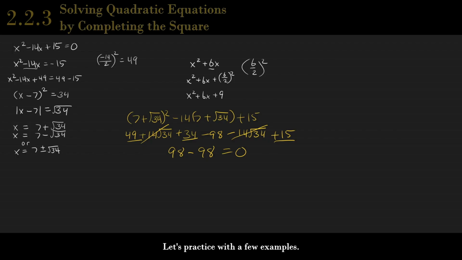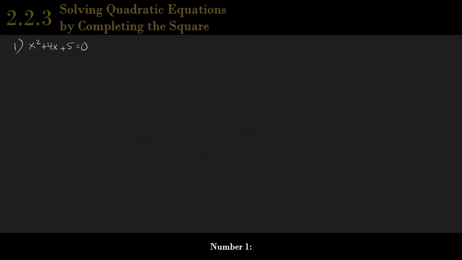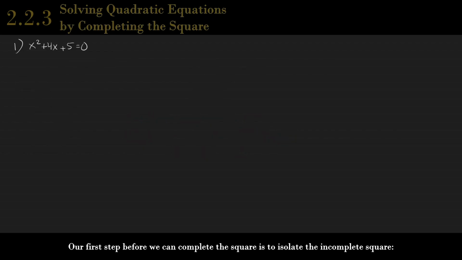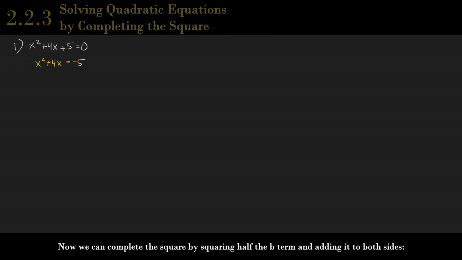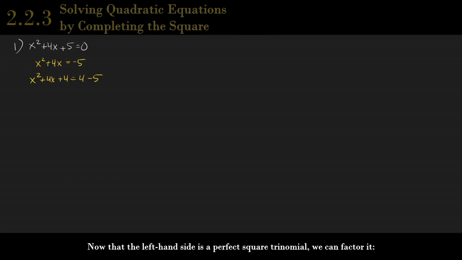Let's practice with a few examples. Number 1, x squared plus 4x plus 5 equals 0. Our first step before we can complete the square is to isolate the incomplete square. x squared plus 4x equals negative 5. Now we can complete the square by squaring half the b term and adding it to both sides. x squared plus 4x plus 4 equals 4 minus 5. Now that the left-hand side is a perfect square trinomial, we can factor it. (x plus 2) squared equals negative 1.